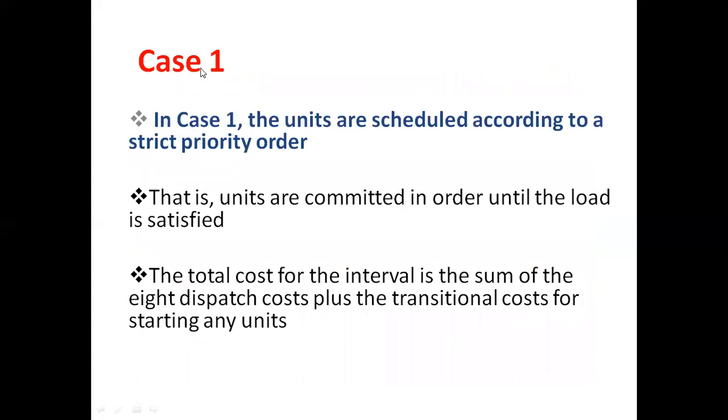So, case 1 that we will study is where we only consider the priority order scheme. In case 1, the units are scheduled according to a strict priority order. That is, units are committed in order until the load is satisfied. The total cost for the interval is the sum of the dispatch cost plus the transition cost for starting any unit. We will see this particular portion.